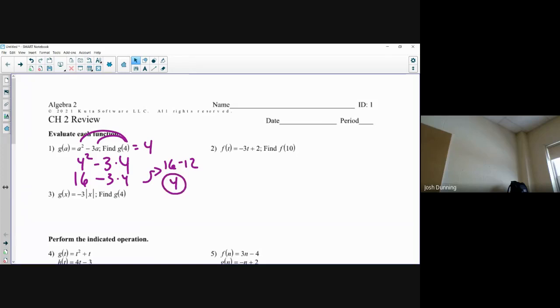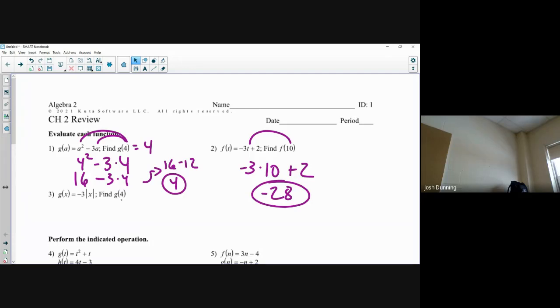Now 2, put the 10 in. Like I said, if you just type that in exactly like you see it, you'll get the right answer. So that'd be fine to do. If you do it out, it'd be multiply first, negative 30 plus 2, negative 28.